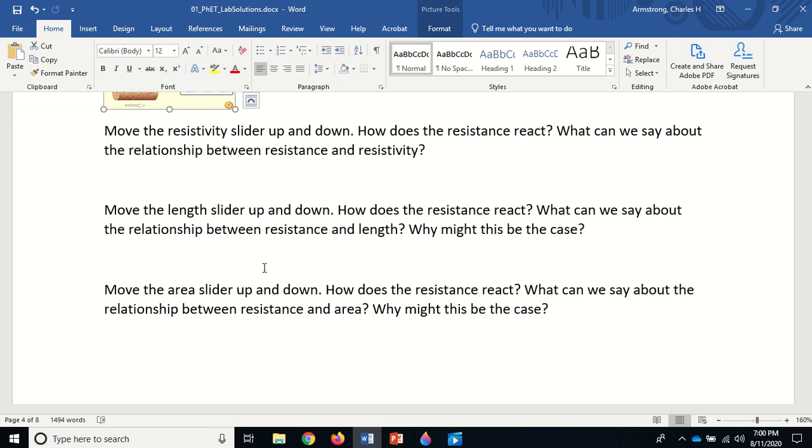Why might this be the case? Because the greater the cross-sectional area there is, the more room electrons have to flow. So that's why that is.